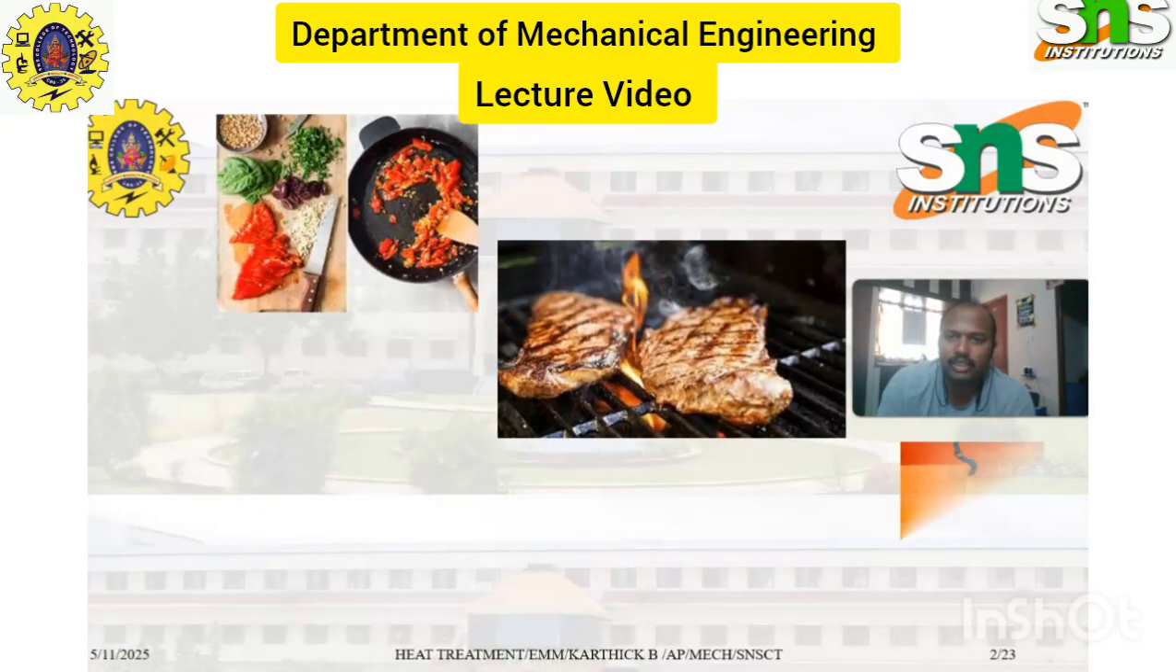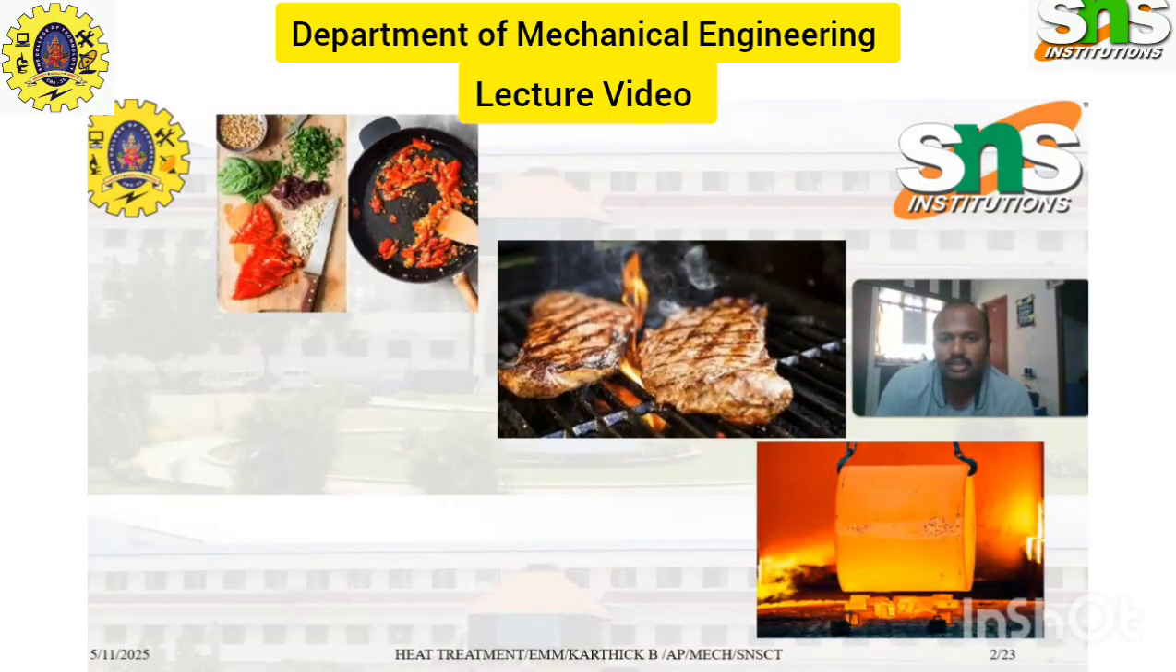So you can see these three pictures, where the heat is used in some form, right? Either through direct fire, or through heat transfer, or through using a furnace. In these three things, one common thing is that we are going to heat the material to alter its property. In the first one, the property of the vegetable is going to change.